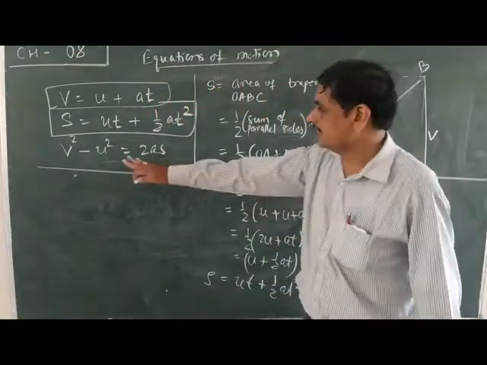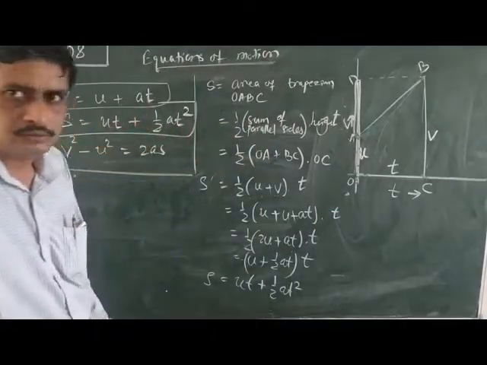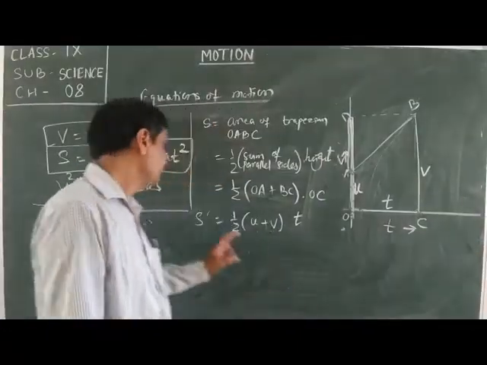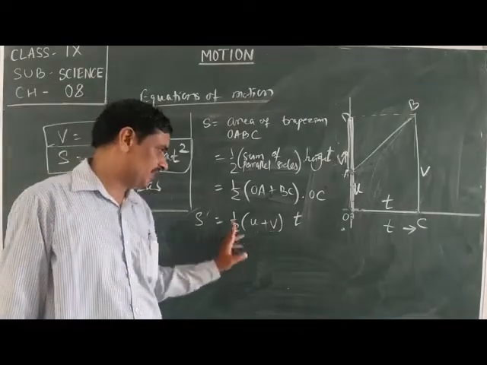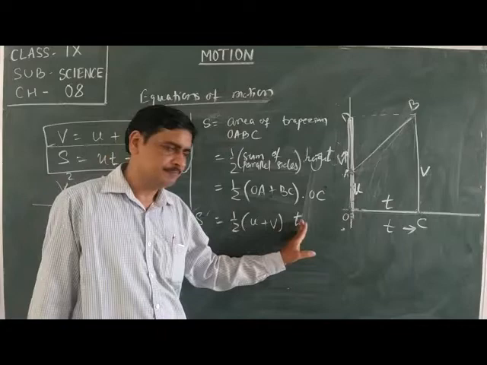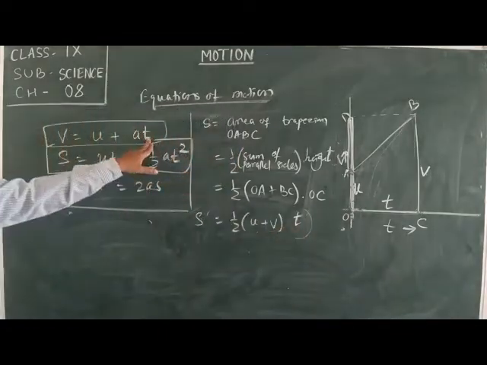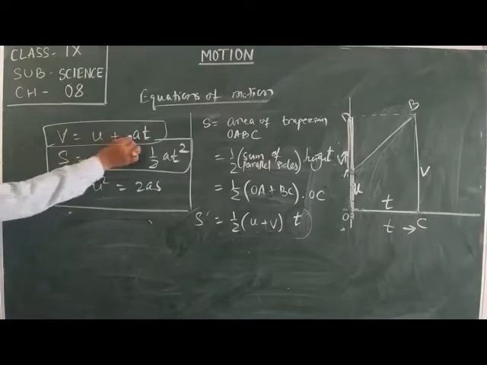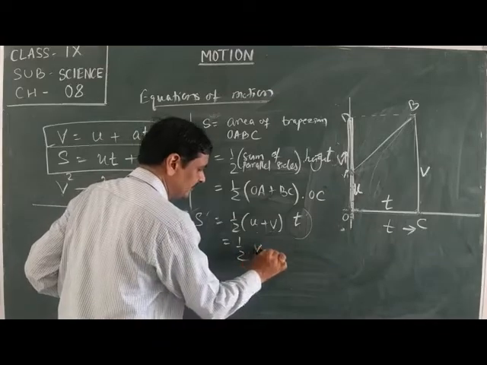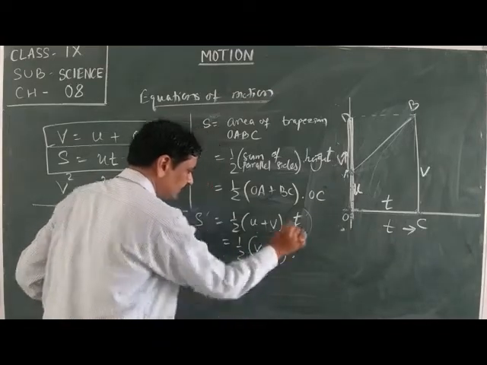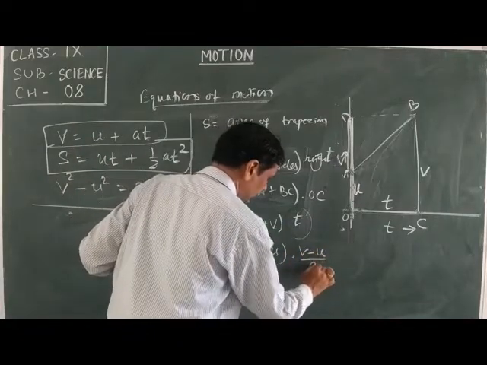Next, the third one is v square minus u square is equal to 2as. Now we will derive the third one. From this step, s is half into u plus v into t, we have to put the value of t here. This t can be written as v minus u by a, and half into u plus v can be written as v plus u by 2, and t is v minus u by a.